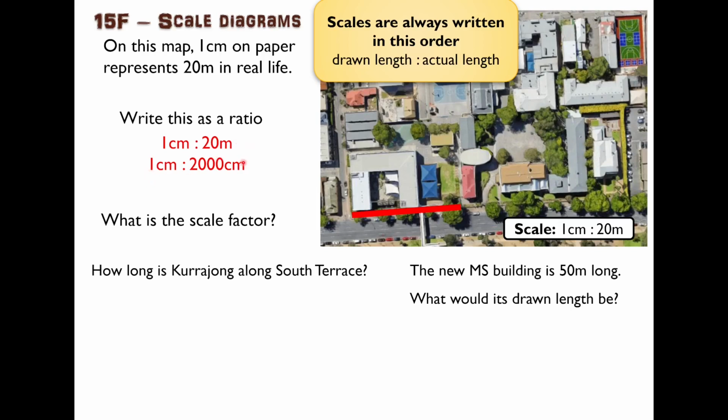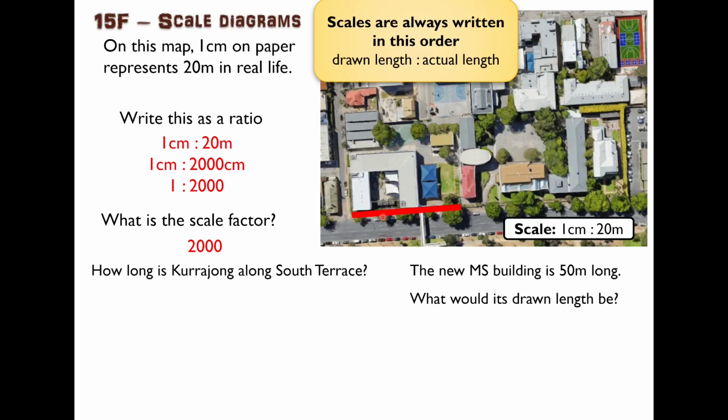Now that these are both in the same unit, I don't even need the unit at all. A ratio usually doesn't need any units in the end because both quantities are in the same unit. 1 centimeter on paper is 2,000 centimeters in the real world. When I say scale factor, I mean what 1 unit on paper represents. If I have the paper, how much bigger is the real world than the paper? In this case, the scale factor is 2,000 because the real world is 2,000 times the size of this diagram.